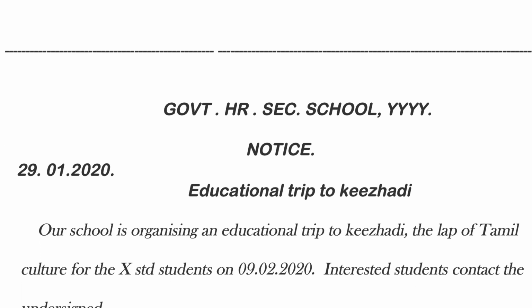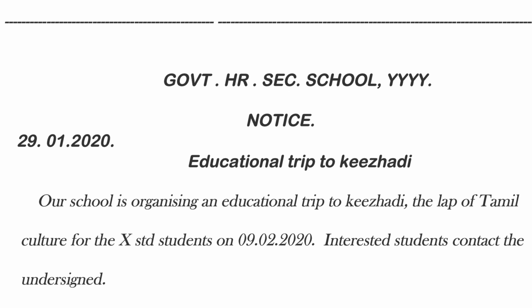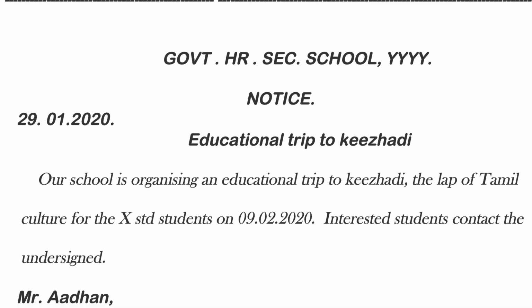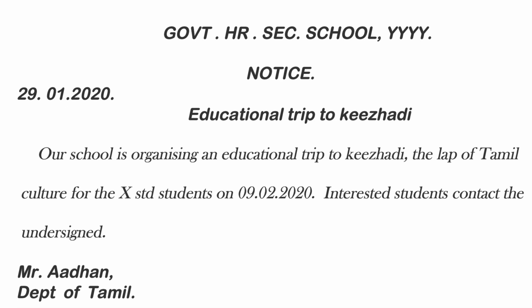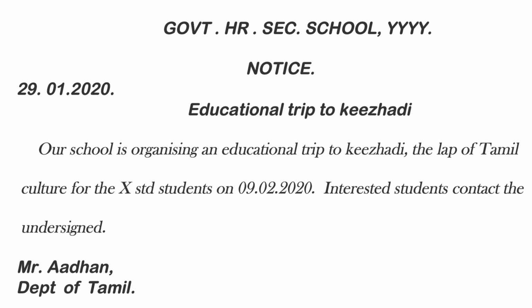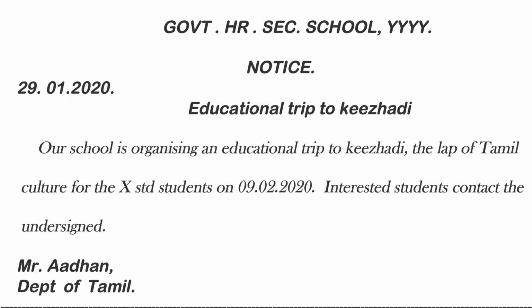So as I said before, in the third line you can write the date, and the date has to be in the left side corner. For example, I have a date here, 29/1/2020. In the first line I've got Government Higher Secondary School, Vellore, which is in the middle. Second line I have notice in the middle, both in bold letters. Third line I've got the date in the left side corner.